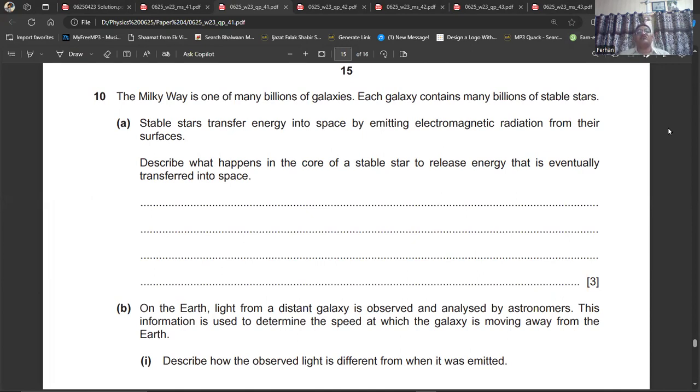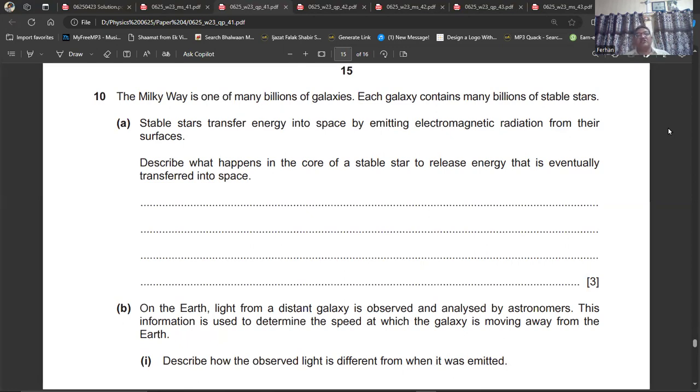Stable stars transfer energy into space by emitting electromagnetic radiation from their surface. Describe what happens in the core of a stable star to release energy that is eventually transferred into space. So what happens in the core of the stable star?